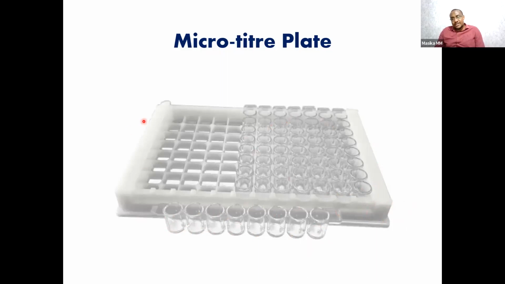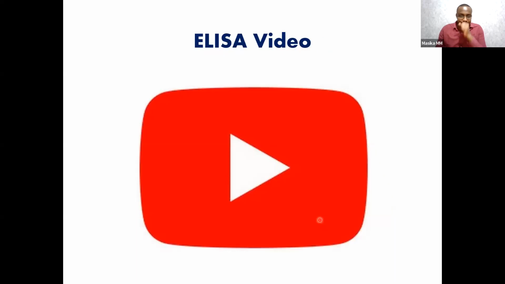So this is what we are referring to when we talk about a plate, or a well. This is a 96 well plate, 96 well microtiter plate. These are called microtiters, okay, because they take microliters.